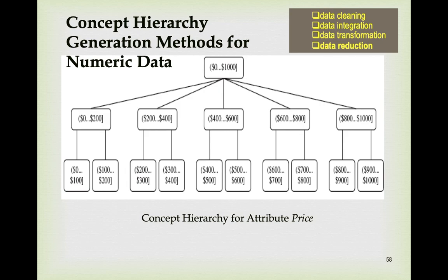Concept hierarchy generation methods for numeric data. As you can see here, we use the data. This is a concept hierarchy for the attribute price. So maybe the price is 450, so it's here, so it goes to here, right? So this is the concept of hierarchy. The highest level is from 0 to 1000, so we divide it into the second rank and also the third rank.